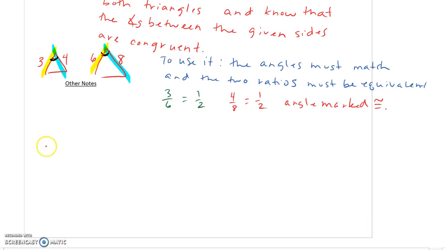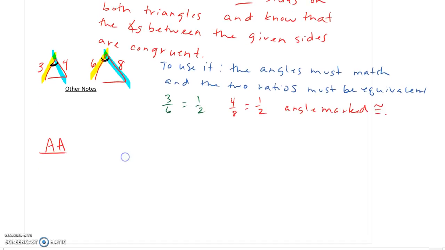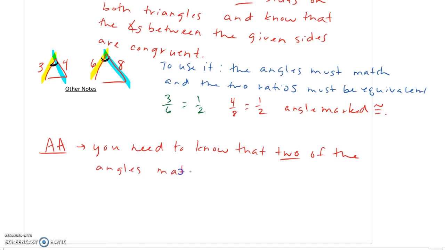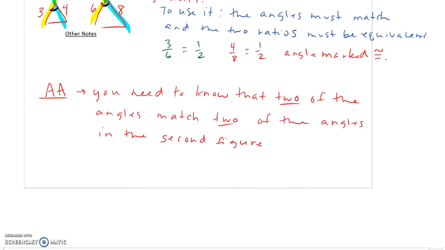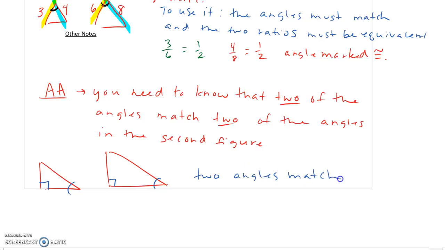The final one is AA. To use this one, you need to know that two of the angles match two of the angles in the other figure. In this case, there's no fractions to do. You just have to show the two angles. So if I have, right, maybe I don't know their sides at all, but I know maybe this one they mark as 90 and this one they mark as the same. That's all I need to know. Two angles match. That's enough for AA.